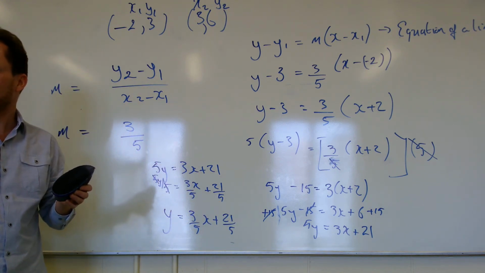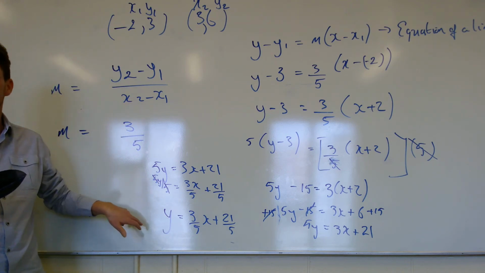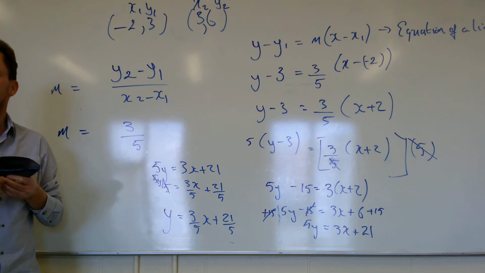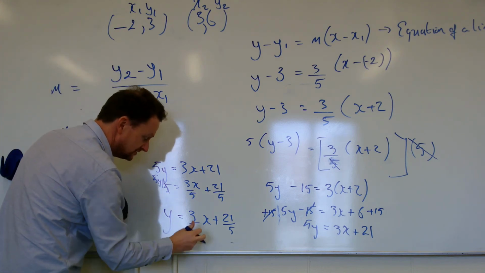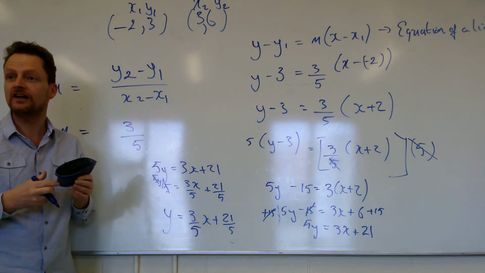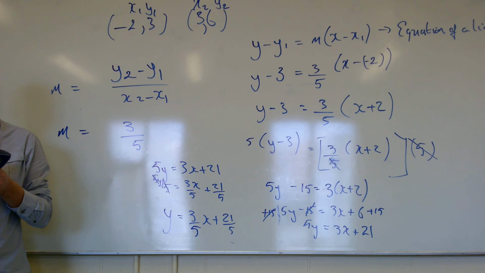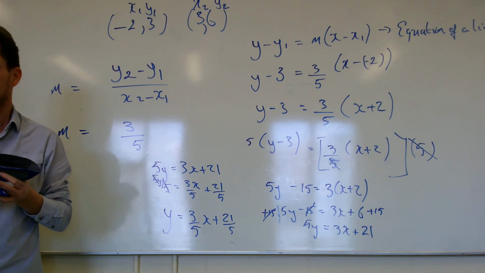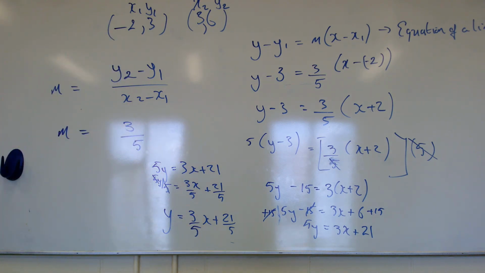Hang on. What has it actually shown me? If I look at that line, what's the slope of that line? 3 over 5. What did we calculate the slope at earlier on? 3 over 5. So that must mean we are correct. Is that just a really long way of finding out? It's just a check, is it?